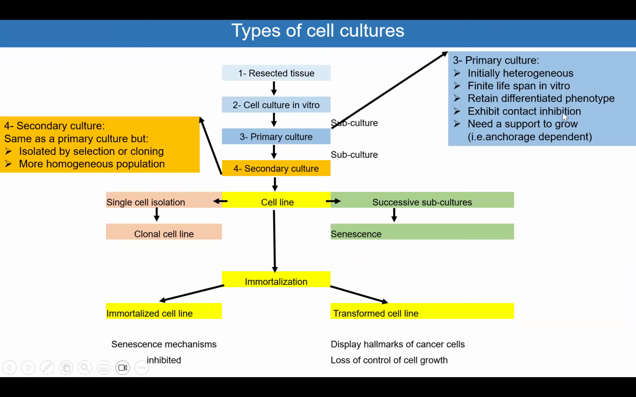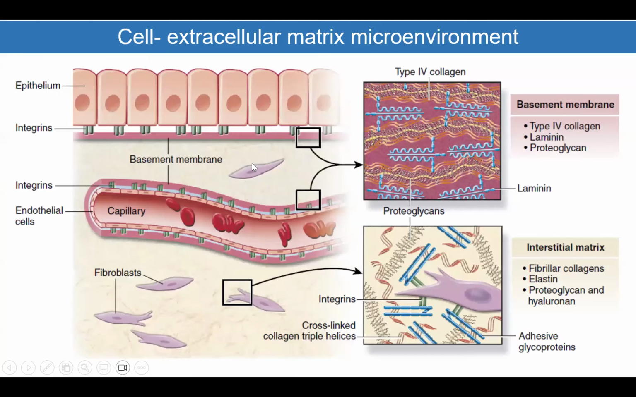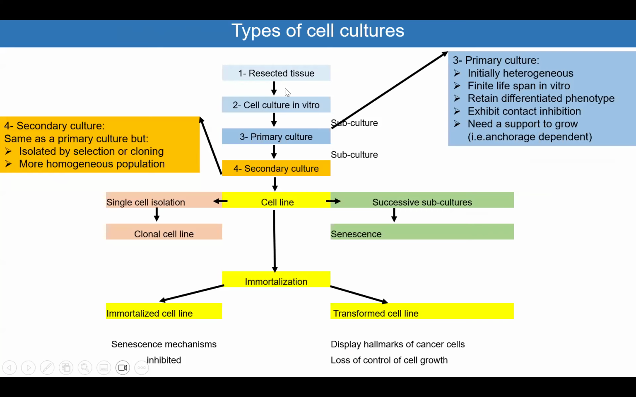And it exhibits contact inhibition. At this point, when they become confluent, if the cells contact each other so much, they will stop growing. And they need a support to grow. Again, if you look back, this cell needs a support, this cell needs a different support, and this cell has another type of support in the connective tissue. So you maintain more or less what the tissue looked like in the primary culture. So it's anchorage dependent.